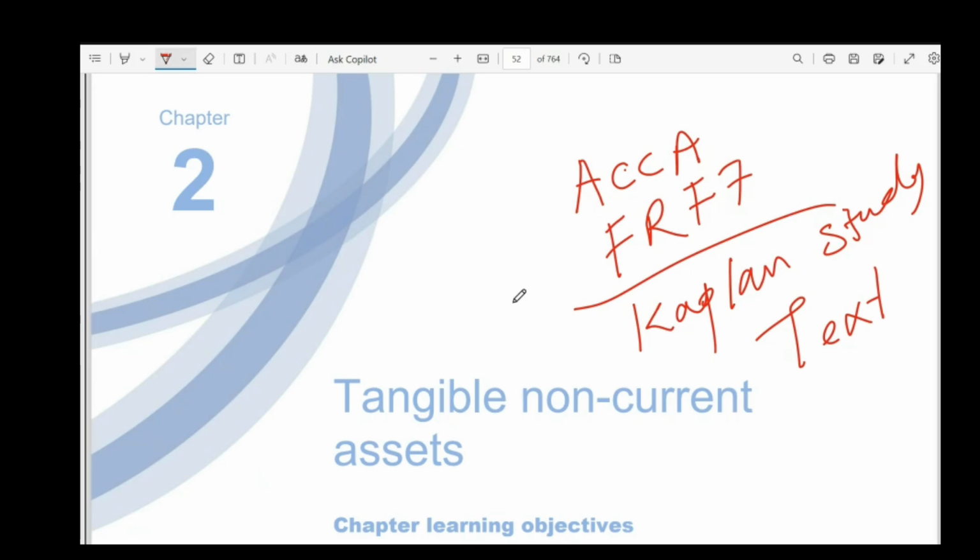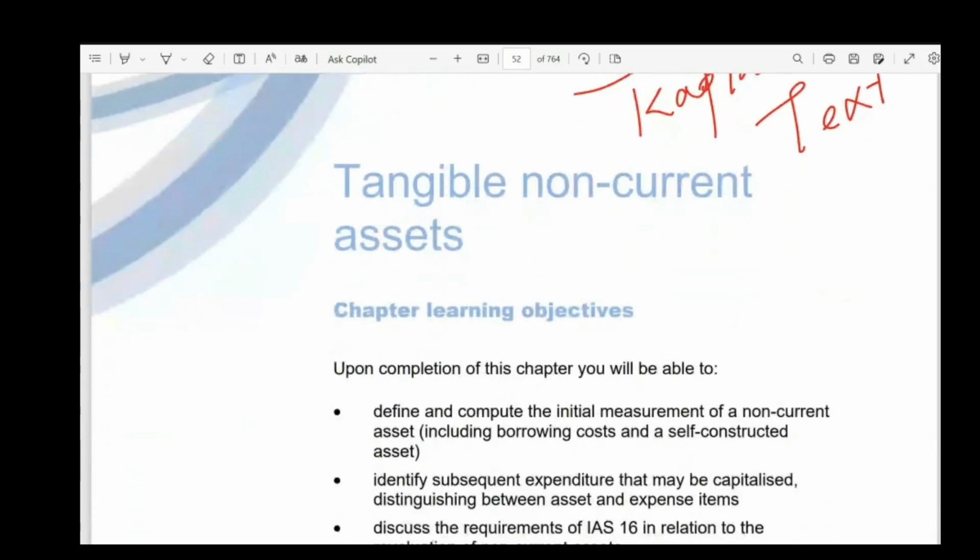So first of all, by the name itself, you know what the meaning of tangible non-current assets is. This is a basic thing. If it is clear to you, then the whole chapter will be easy for you. Students, tangible non-current assets means something which we can touch, but it is not a current asset, and we have a presence of it in our premises or in our factory, like machinery, equipment, and vehicles. All these are examples of tangible non-current assets.